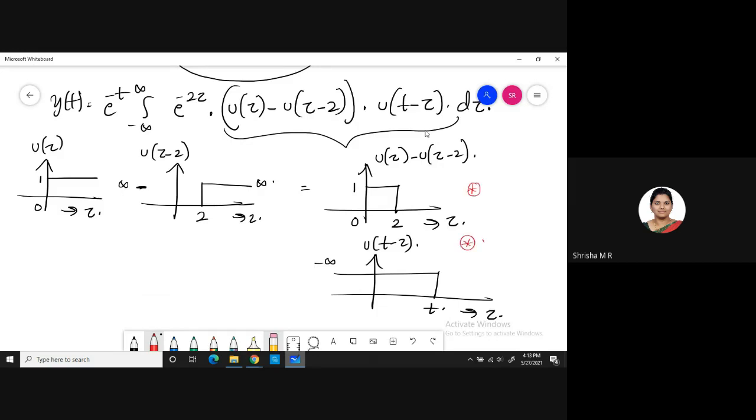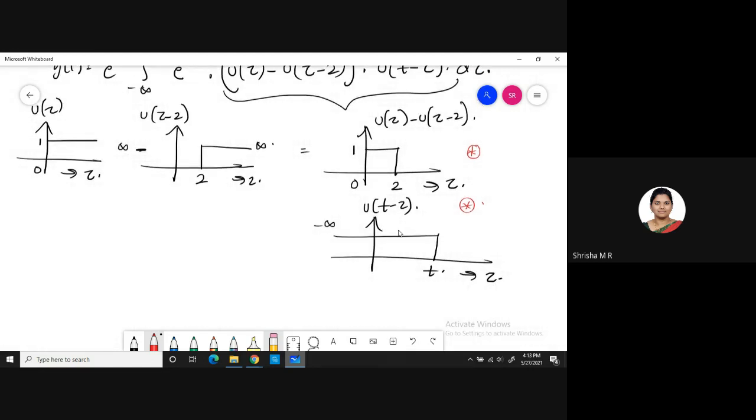So we have to give condition on t. First this waveform is fixed. We are fixing this u of tau minus 2 and we'll vary this waveform. So we are fixing this and varying this. Keep that in mind. So what is the first case?